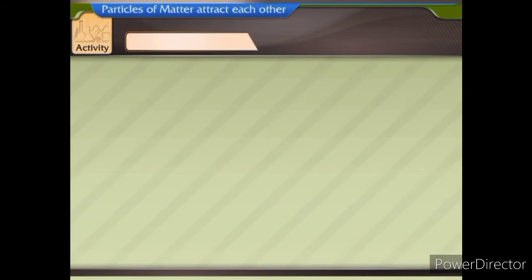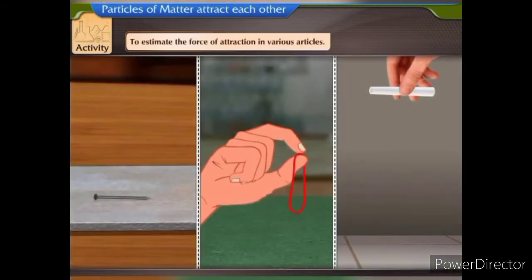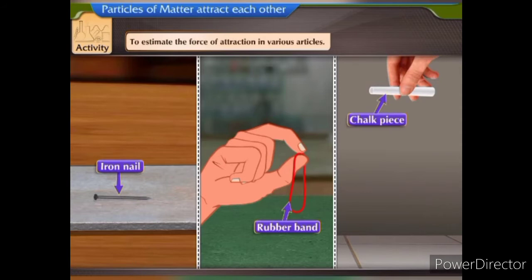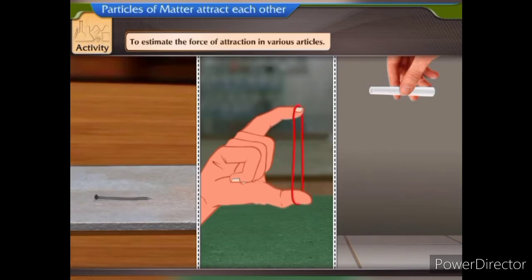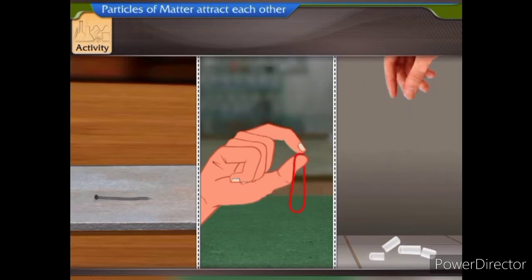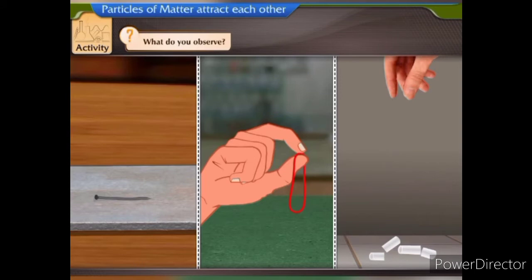Here is another activity to estimate the force of attraction in various articles. Take some articles like an iron nail, a rubber band, and a piece of chalk. Try to break them by hammering, stretching, and cutting them respectively. What do you observe?